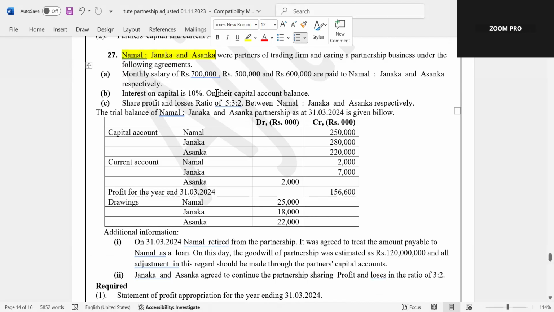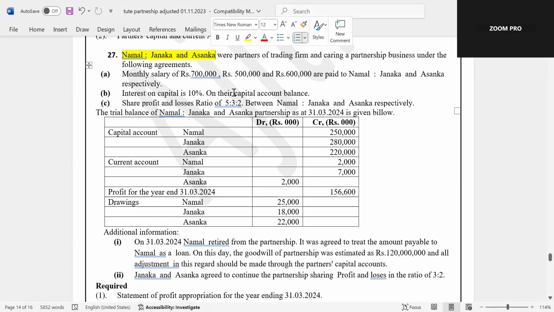Given the agreement from the beginning, all three partners were available during the current period. One partner leaves during the year, that means the retiring partner was also present during this year. Monthly salary is given: 700,000, 500,000 and 600,000. Interest on capital is 10% on their capital account balance. Now, unlike the earlier question, it is not stated on their opening capital account balance.